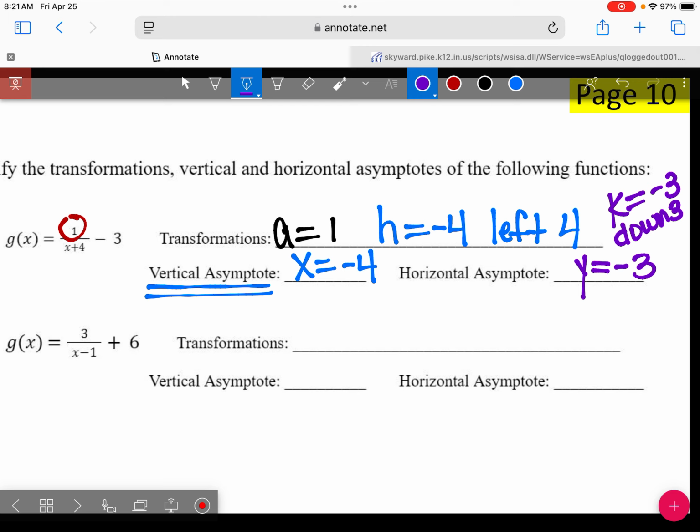Wow. All right, go ahead and finish out B. Just take a guess. Write your A, H, and K. And then we'll fill in what they do.